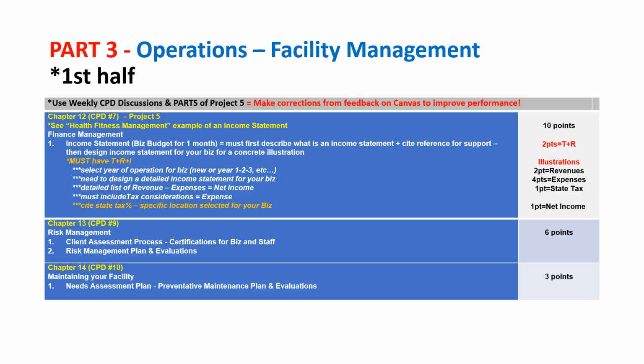We get into risk management then. This is where we talked about client assessment and certifications, TRI, and then your risk management plan and evaluations, TRI. Last in this first half is how you would maintain your facility, specifically a needs assessment plan, which goes then into a preventive maintenance plan and evaluations.